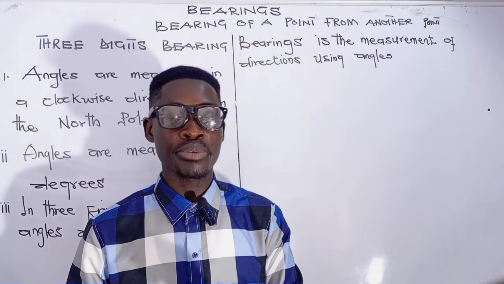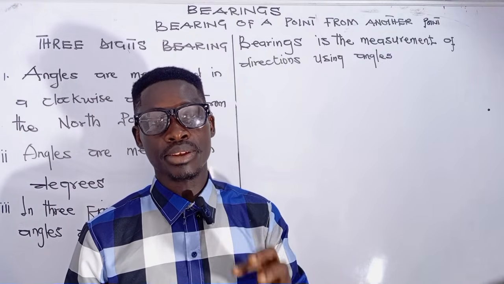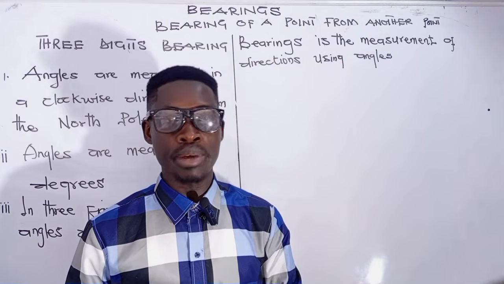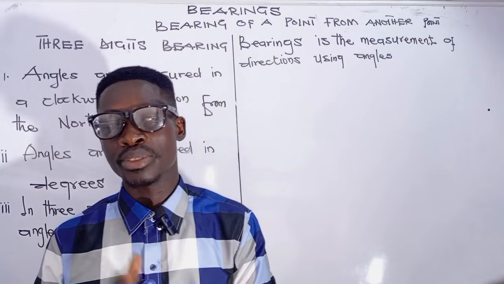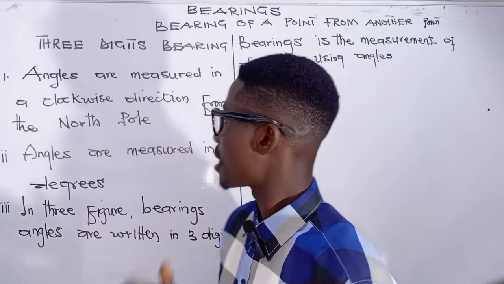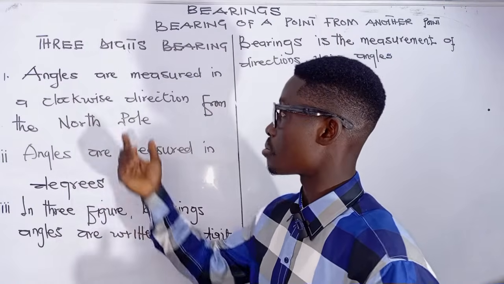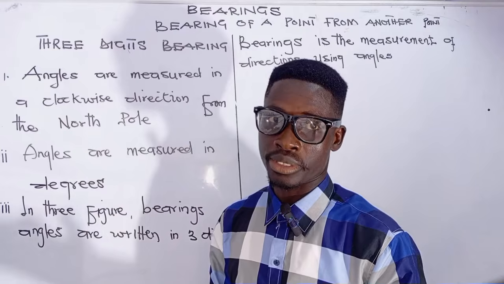Under the types of bearing, we have two main types. We have the compass bearing and then three-figure bearing, which is also known as the three-digit bearing. For the purpose of this very lesson, we shall be looking at the three-figure bearing or the three-digit bearing. Before we start, let's look at some few important things which involve the three-digit bearing.